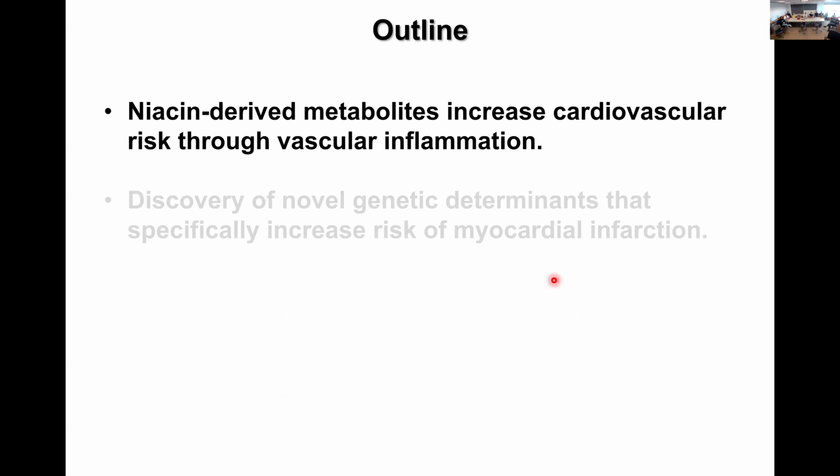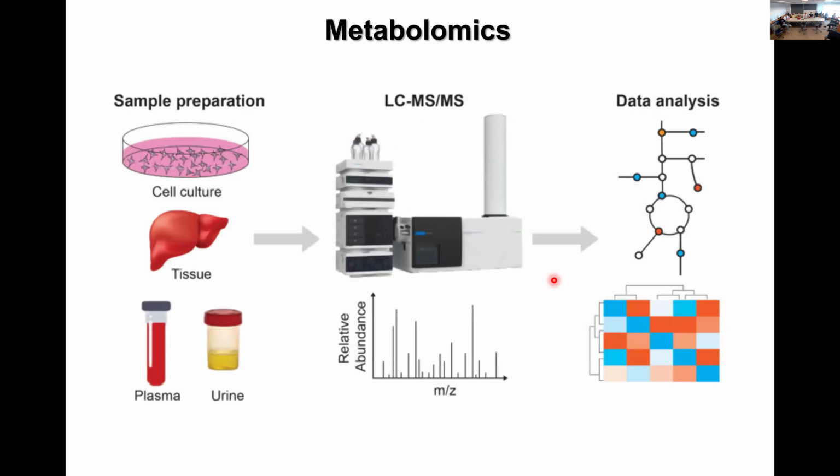So the first story I'm going to tell you is a study that we've done with Stan Hazen at the Cleveland Clinic, somebody who we've been working with for many, many years. And that one is that there are niacin-derived metabolites that increase cardiovascular risk through vascular inflammation. The second one I'm going to tell you is not published. Part of it is published, but it's more recent work, and it demonstrates our approach to these large-scale genetic studies.